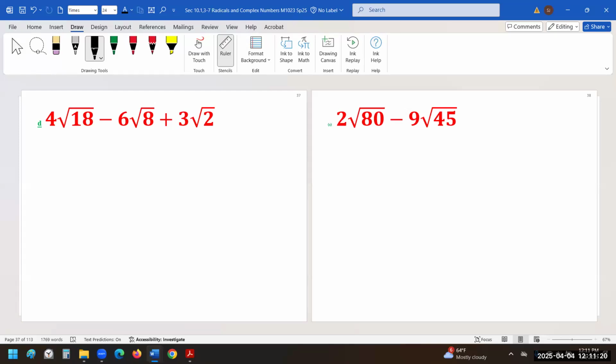Any more questions? Yeah, the answer for the first one is 3 square root 2, and answer for the second one is negative 19 square root of 5. Any more questions?